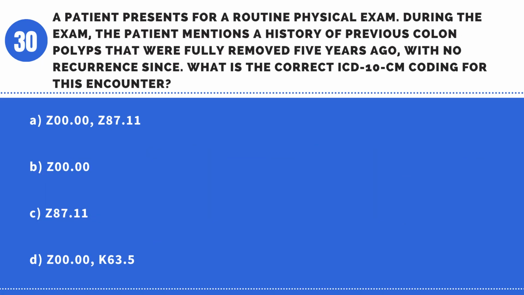Question 30. A patient presents for a routine physical exam. During the exam, the patient mentions a history of previous colon polyps that were fully removed 5 years ago, with no recurrence since. What is the correct ICD-10-CM coding for this encounter? A. Z00.00, Z87.11. B. Z00.00. C. Z87.11. D. Z00.00, K63.5. Answer A.